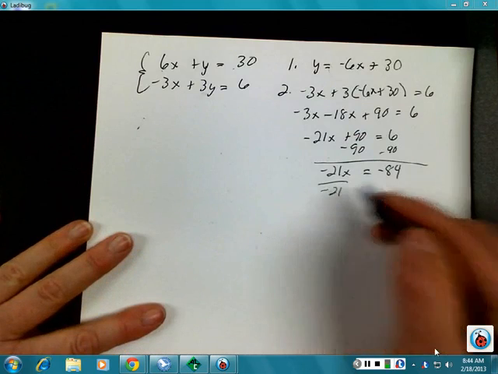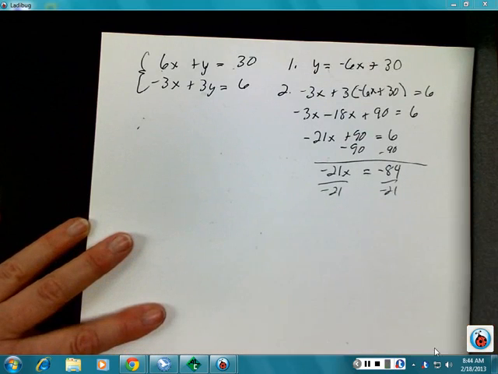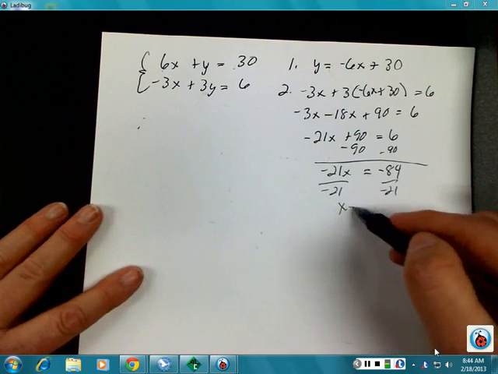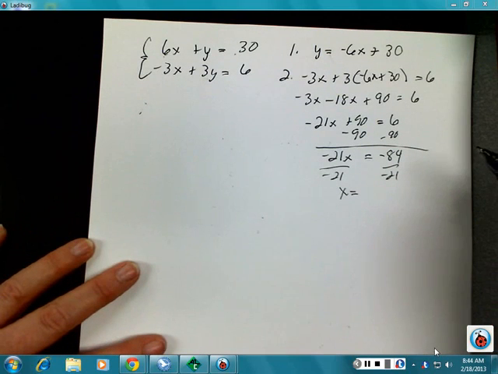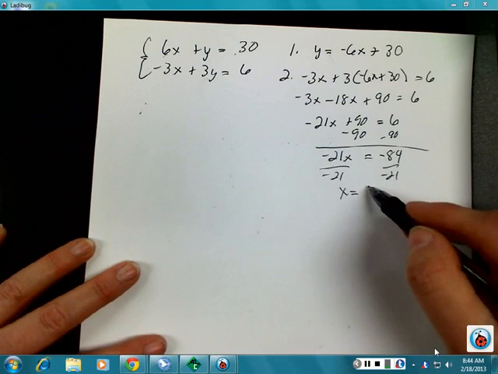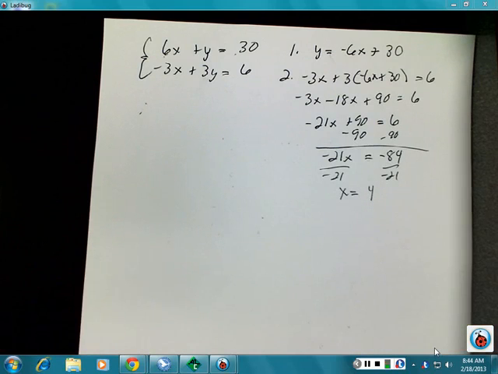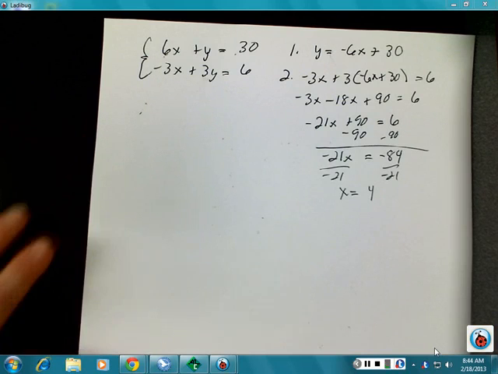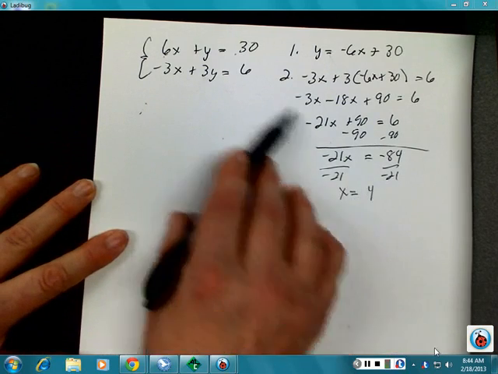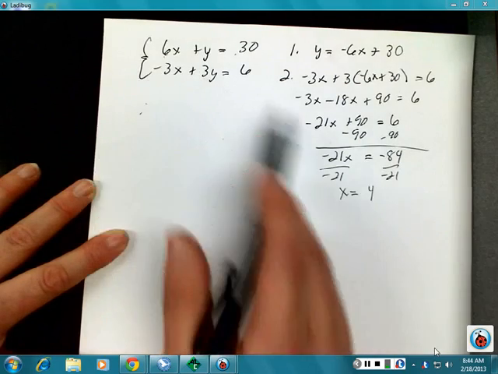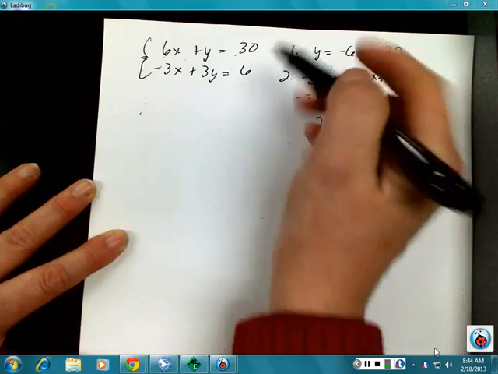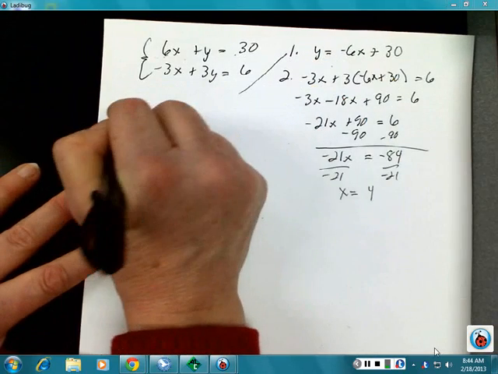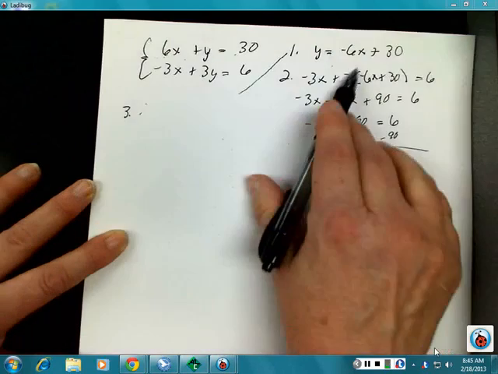Divide by negative 21, and we find out that x is equal to 4. Am I done? Just put 4 and I'm finished? Nope. So now I need to take 4 and plug it back into this equation, which I had solved for y. So I can come down here, step 3, and plug it back into there.